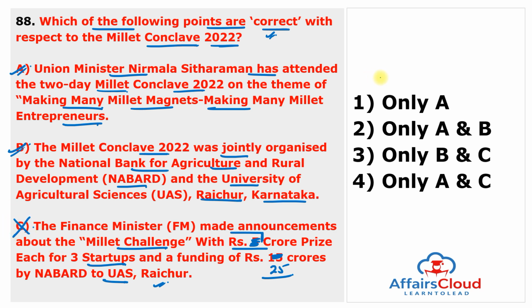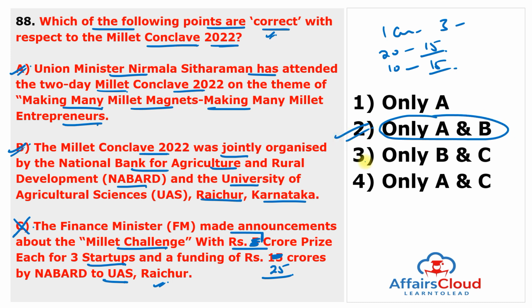And you can also remember in the Millet Challenge, the award provided according to the seed grant of 1 crore to the 3 winners, 20 lakhs to the 15 selected candidates and 10 lakh to the 15 other selected candidates. So, only correct statements are A and B. So, answer of this question is only A, B.